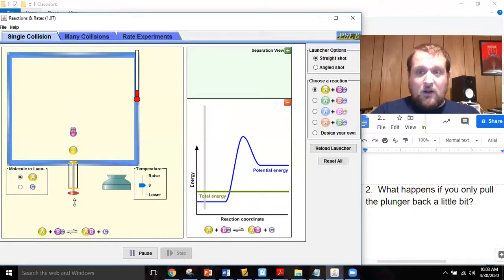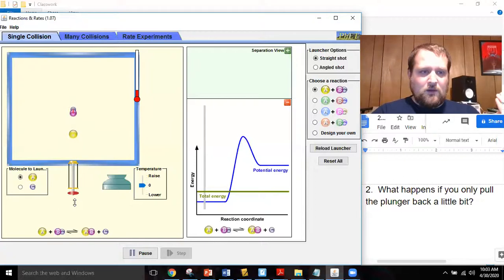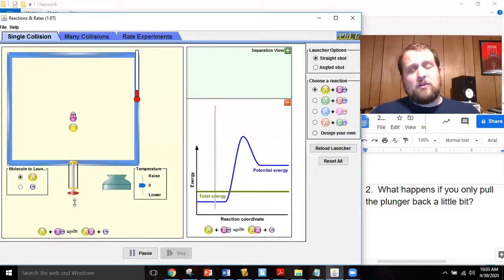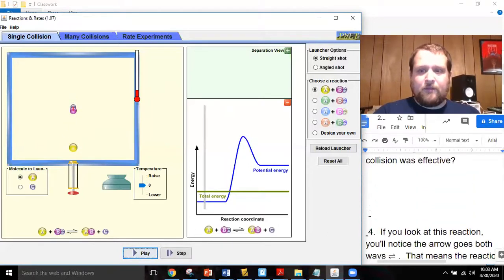And by the way, this is a lot of what do you think and what do you see? Don't worry about being right or wrong, just write down what you see. Tomorrow, there'll be notes and stuff, but I want you to learn as much as you can from the simulation now. Okay, so that's number two. What if we only pull it back a little bit?